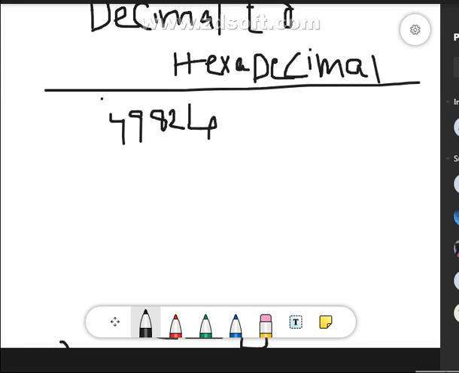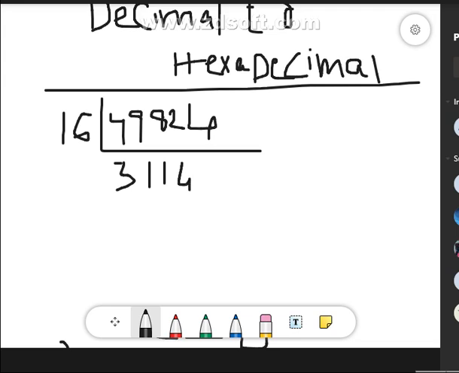49824, this is the number 49824. See, with which number we have to divide? We are converting it into the hexadecimal number. So we have to convert it. We have divided it with the 16. 16 3s are 48. 18 we will get 18 here. 16 1 16, 22. 16 4s are 64. The remainder is 0. You will get here.